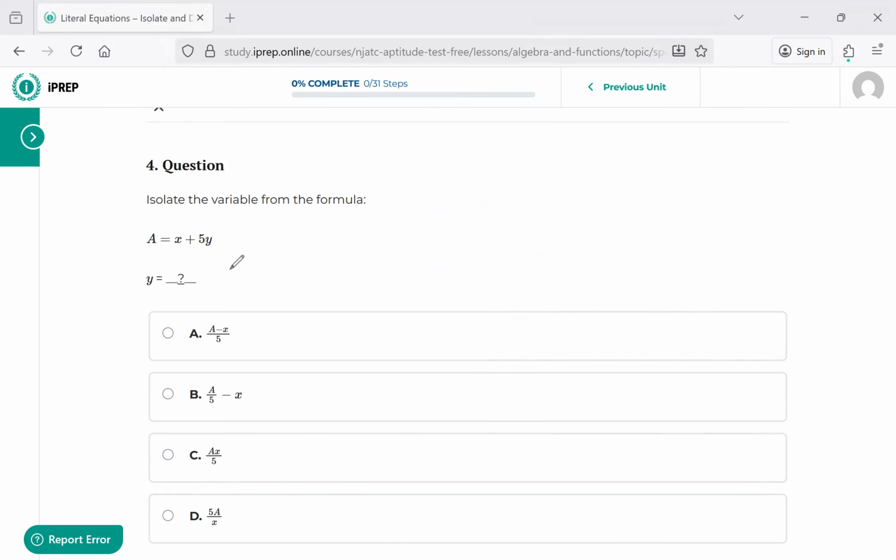Isolate the variable from the formula A equals x plus 5y. Solve for small y. So let me rewrite this. You have A equals x plus 5y. So all you got to do to solve for this is get rid of this x. So I'm going to subtract x from both sides. So you get big A minus x equals 5y.